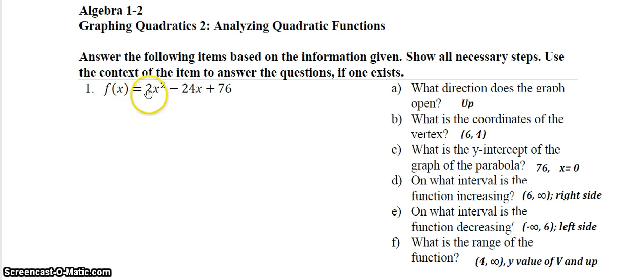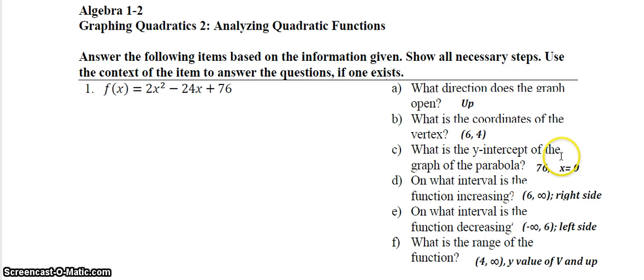over 2 times A. So the opposite is negative 24 over 2 times 2. So 24 over 4 is 6. There's your x coordinate. Then plug in 6, so that's f of 6. So 2 times 6 squared minus 24 times 6 plus 76, which is 4. So we know this parabola is opening upward, and the vertex is that point.